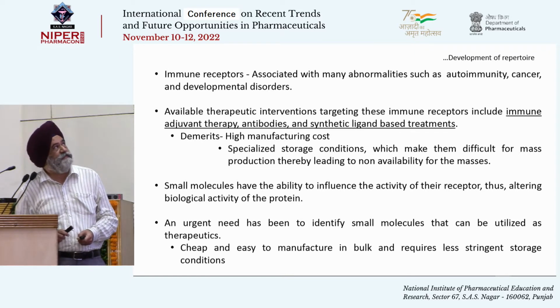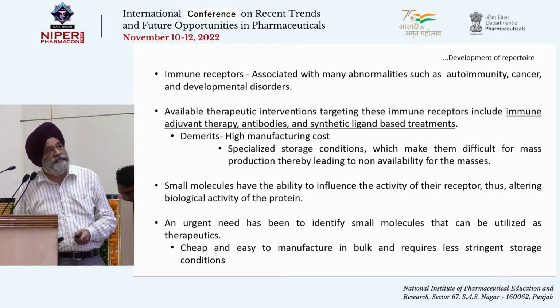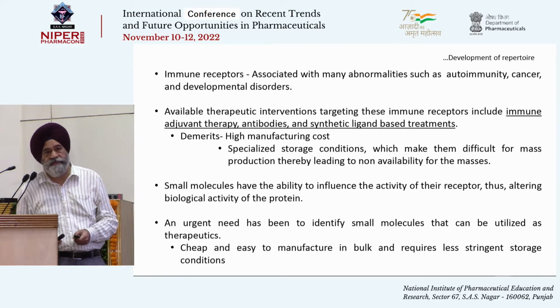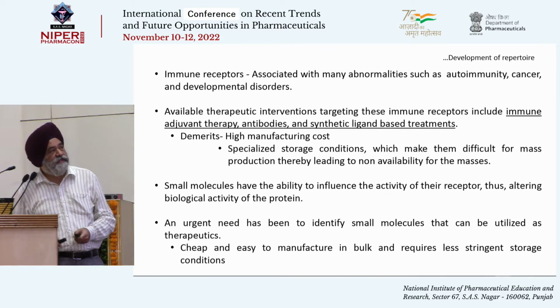So against these we have the therapies, which are immune adjuvant therapies, antibodies, synthetic ligand-based treatments, but they involve very high cost. Again, some storage conditions make it very difficult to use these therapies. So what we are looking at is, can we find some small molecules which can influence the activity of these receptors, alter the biological activity of these receptors? How can we do that? If we do that, what should the strategies be? So this will be a very easy way using in silico techniques.